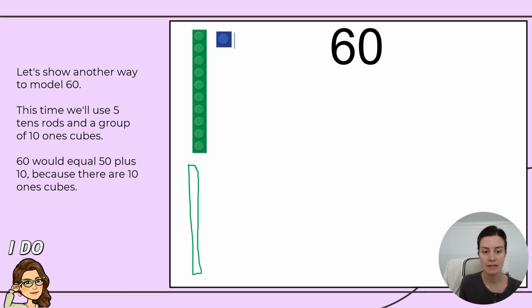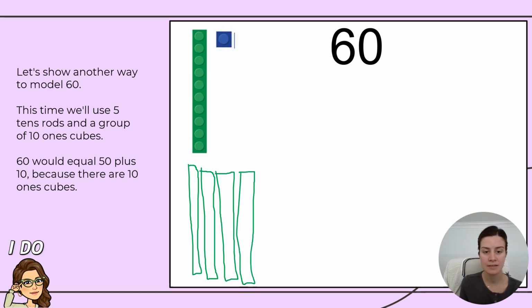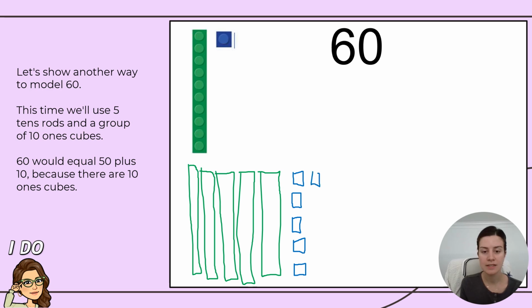1 ten, 2 tens, 3 tens, 4 tens, 5 tens rods, and I'm going to draw a group of 10 ones cubes. Ready? 1 one, 2 ones, 3 ones, 4 ones, 5 ones, 6 ones, 7 ones, 8 ones, 9 ones, 10 ones. How would I show this in a number sentence?